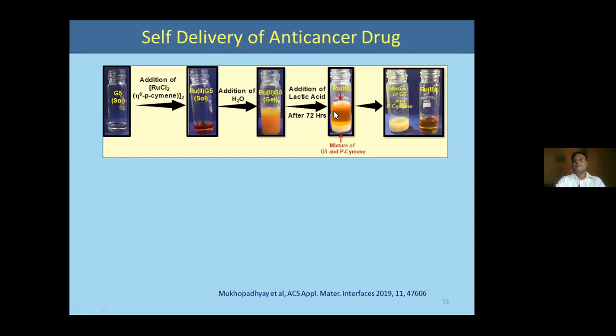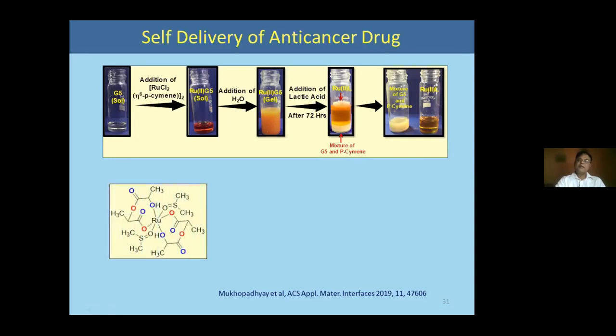We found that it's a mixture of the original organogel G5. And in the supernatant liquid, which is a brown color, we tried to understand what happens to the ruthenium. We found that when you treat it with lactic acid, the ruthenium makes a complex called ruthenium lactyl lactate. So there is some organic transformation of the lactic acid, and it forms ruthenium lactyl lactate.